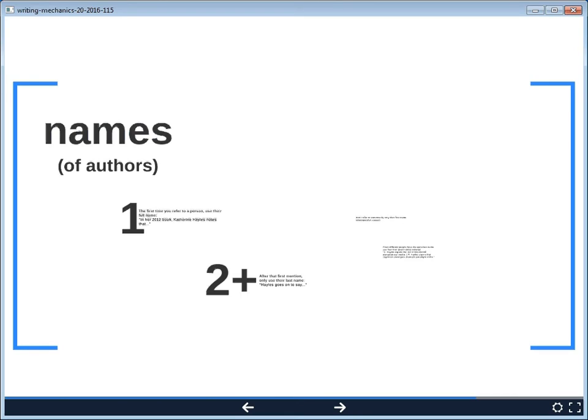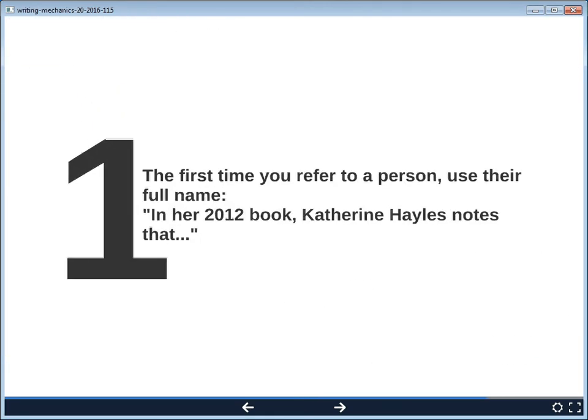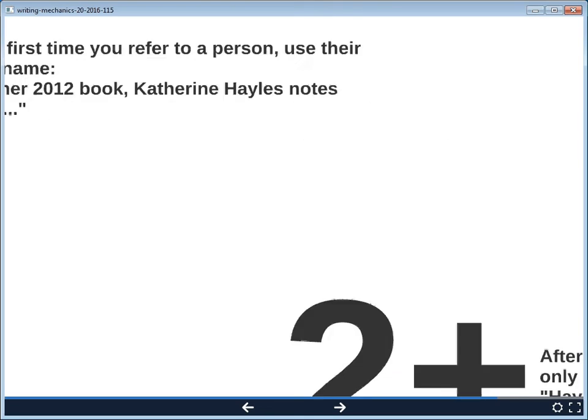Names, and particularly names of authors. So when you're referring to an author in your research essay, so maybe you found an article written by someone and you're referring to it several times, the first time you refer to a person, especially in an academic setting, use their full name. Here's a 2012 book, Catherine Hayles notes that, etc., etc. So we use Catherine Hayles' full name.